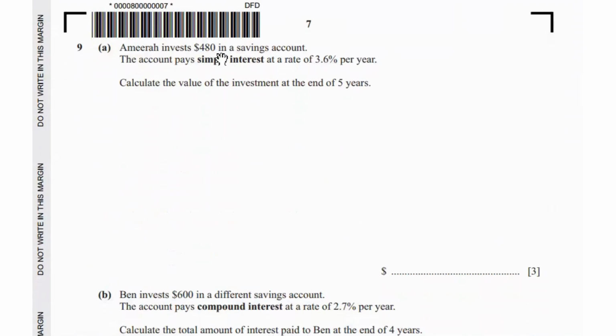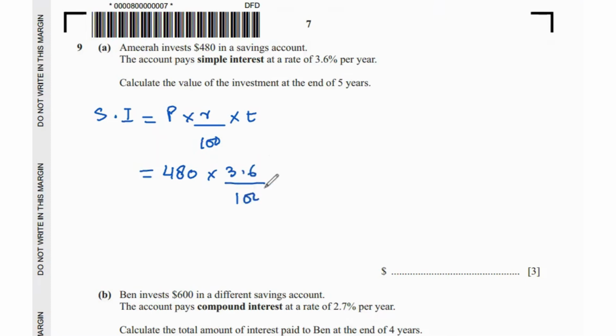Amira invests $480 in a savings account. The account pays simple interest at a rate of 3.6% per year. Calculate the value of the investment at the end of 5 years. Simple interest formula is principal amount times the rate of interest over 100 times the time period. So that's 480 times 3.6 over 100 times 5. This will give you the amount of interest she has earned in 5 years.